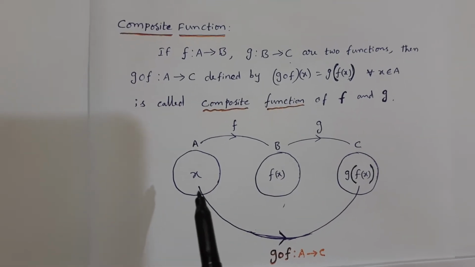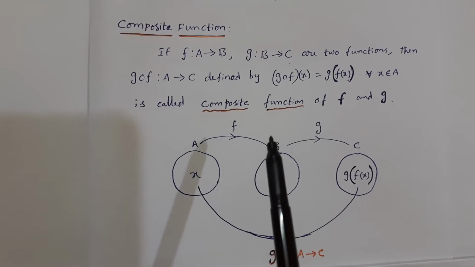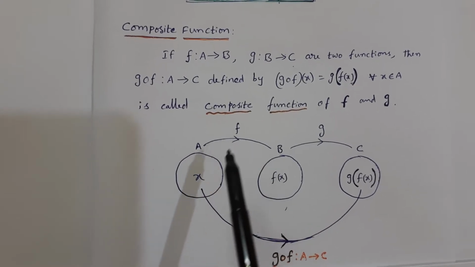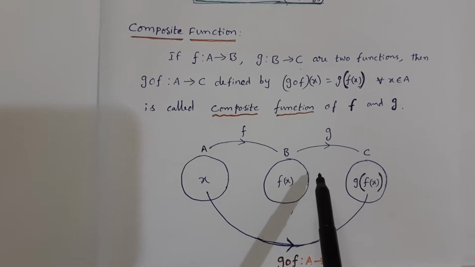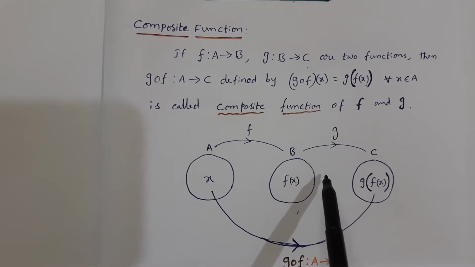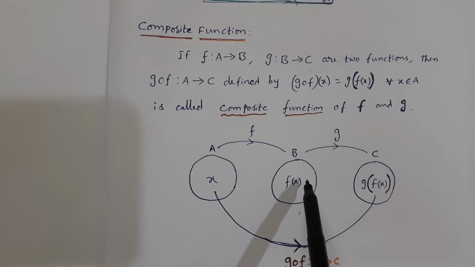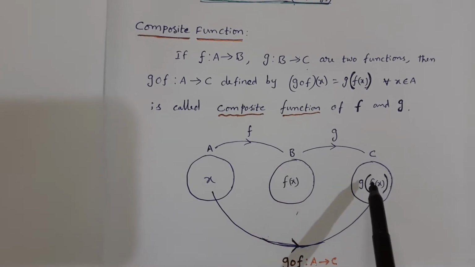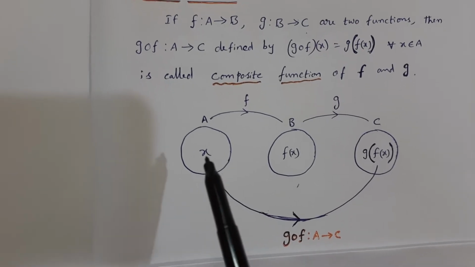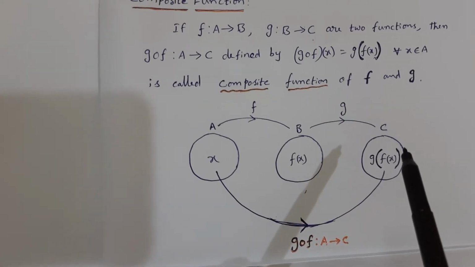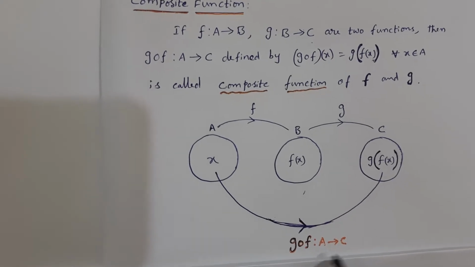Let us take an element x in A. f from A to B is a function, then f of x is represented in B. Then apply function g to f of x, that is g of f of x. Totally, the functions f from A to B and g from B to C give g circle f from A to C.